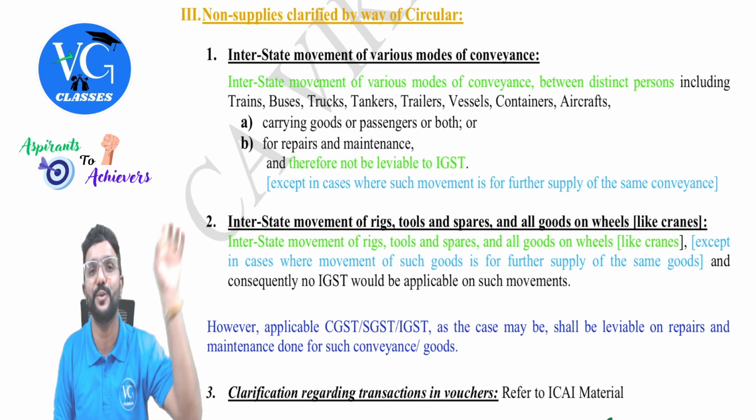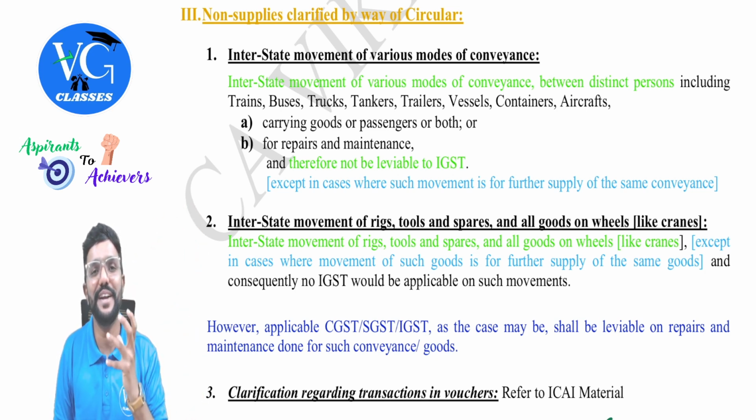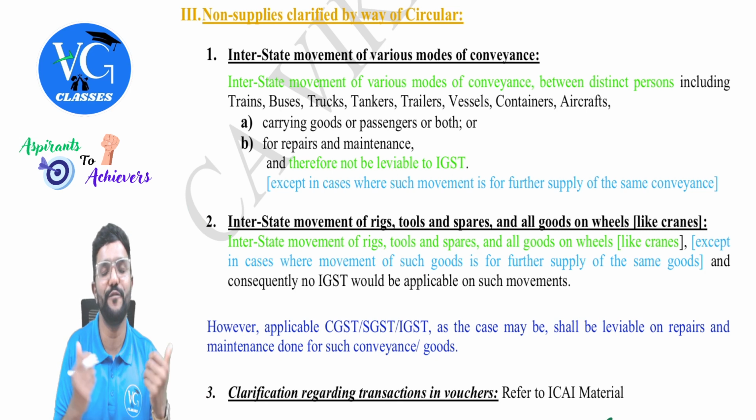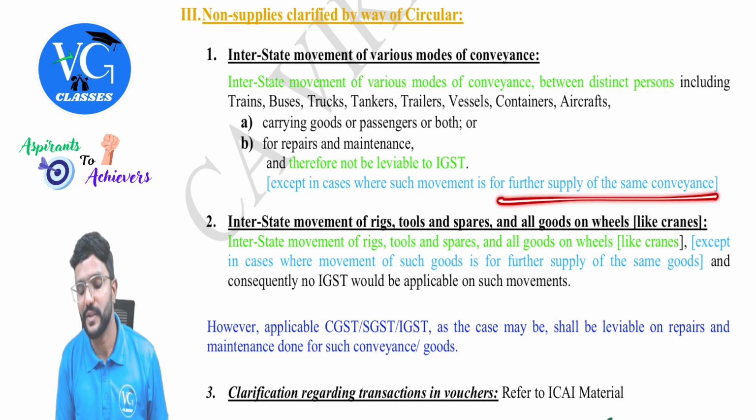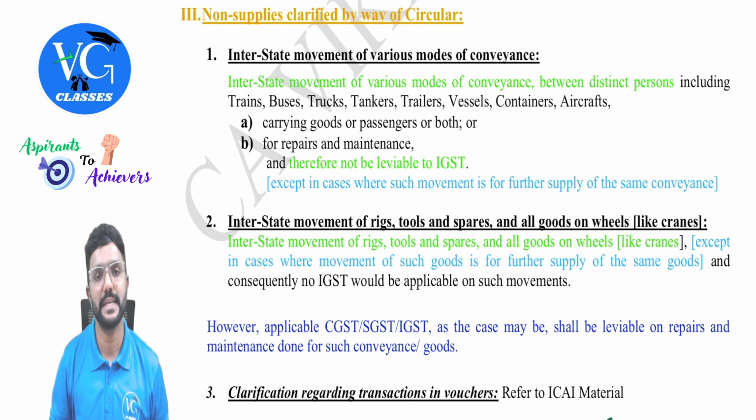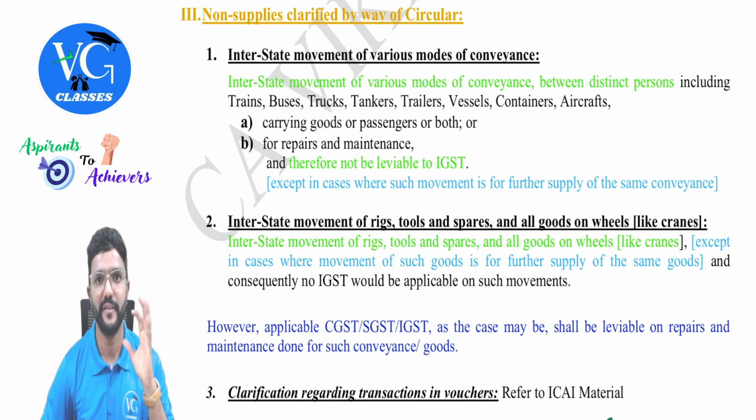Even if there is a movement between distinct persons, sir, without consideration also, can we treat it as a supply as per para 2? No, guys. If it is a movement of conveyance which will come back, obviously, it is not treated as supply of respective conveyance. Got it? Yes. But except in cases where such movement is for further supply of the same conveyance, then it will be treated as supply. For example, listen people, very interesting.